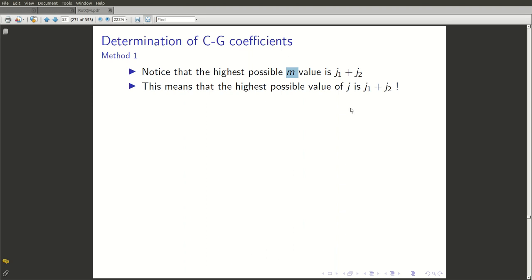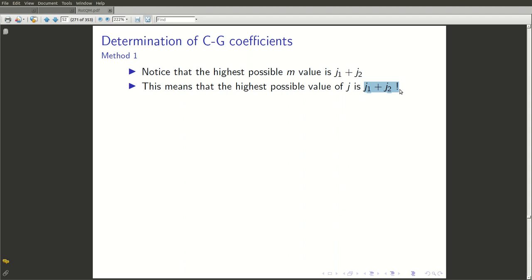And if j's largest value was larger than this, then you would definitely get an m, which, remember, runs from minus j to plus j, which is larger than j1 plus j2, and as we have seen, you cannot have an m larger than that. After all, m has to be m1 plus m2.